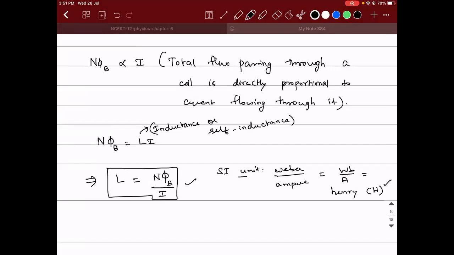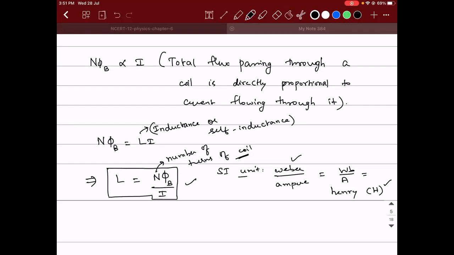Sir, here N is the number of turns of the coil? Yes, capital N stands for number of turns. So it is the number of turns of the coil. What is WB, sir? WB is Weber. That's the SI unit of flux, no? Forgot, huh? Yes, sir.